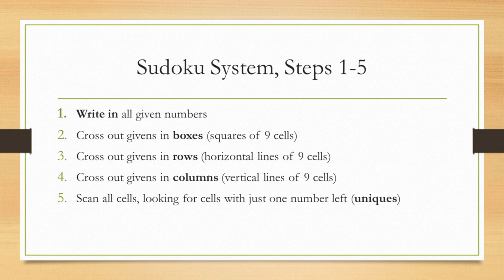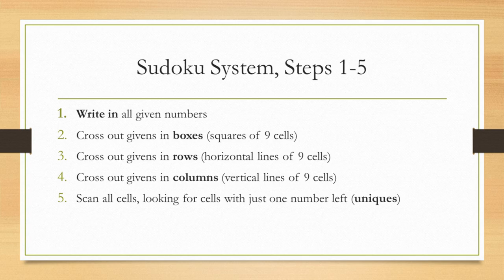The first step in this method is to write in all the given numbers in the cells of the worksheet. Step 2, cross out all the given numbers in the boxes, then step 3 in the rows, and then step 4 in the columns of the worksheet. This will take some time, but it's an important setup for what's coming. Step 5, scan every cell in the worksheet looking for cells that have just one number left.